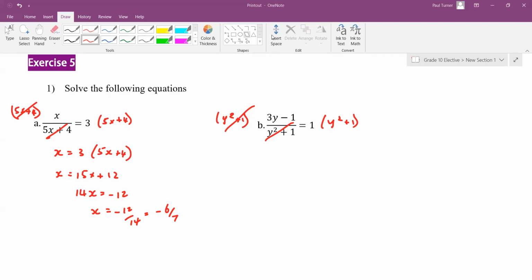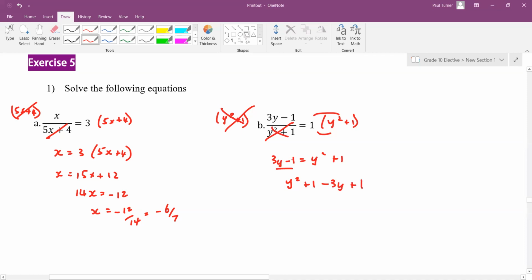Okay, we got any more answers? 1 and 2. Yeah, so for this question, when we multiply by y squared plus 1, this will cancel out this side. So you have 3y minus 1 equals y squared plus 1, because the y expanded. So y squared plus 1 minus 3y plus 1. If you bring these to the other side, you get equals 0. So y squared minus 3y plus 2 equals 0.